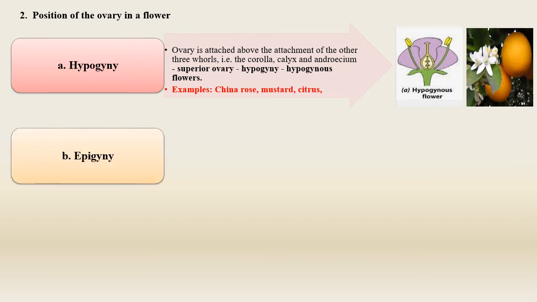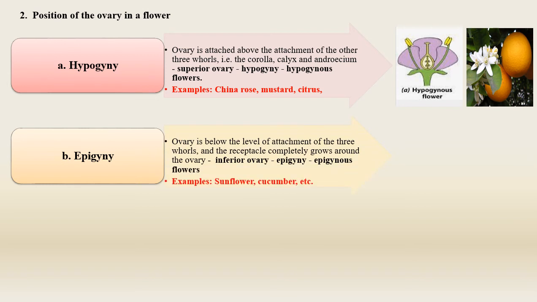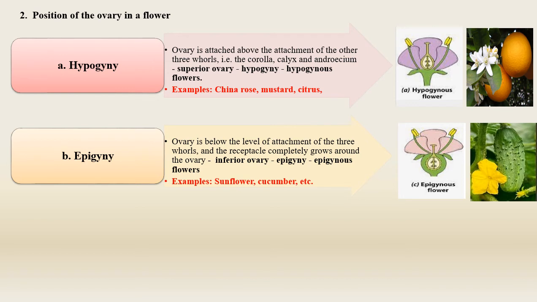Epigyny. If the ovary is below the level of attachment of the three whorls and the receptacle completely grows around the ovary, it is called inferior ovary and the condition is known as epigyny. Such flowers are called epigynous flowers. Example: sunflower, cucumber, etc.